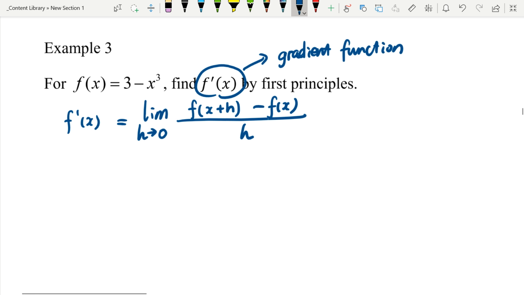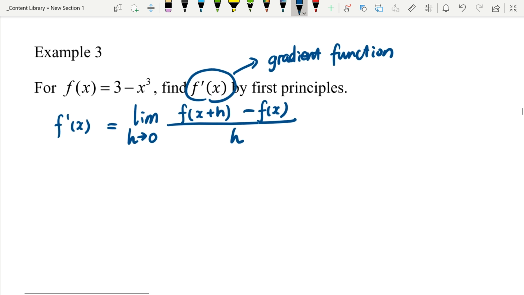Yes. Because h is the value next to the value I want to talk about, and this h always needs to be very small. And x is just any number. So it's a general case. I'm talking about the gradient of any point on the curve. Okay, so now I will use it.